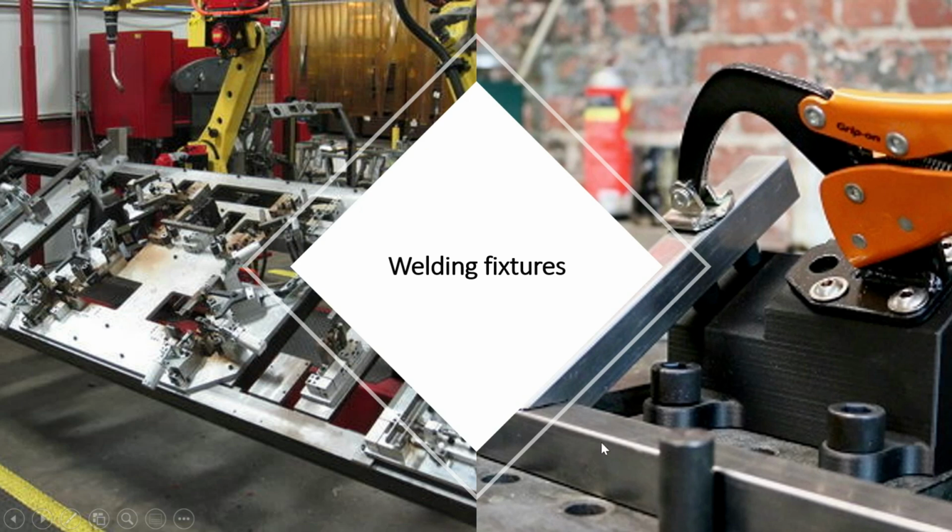You observe this figure on the right side. This angle is located and clamped by means of this clamping arrangement on this plate. The horizontal bar and this inclined bar are required to be welded at this portion. So a proper arrangement is made for welding. So this is called a welding fixture.